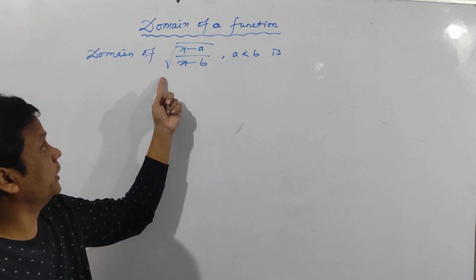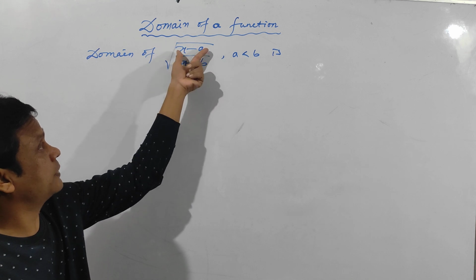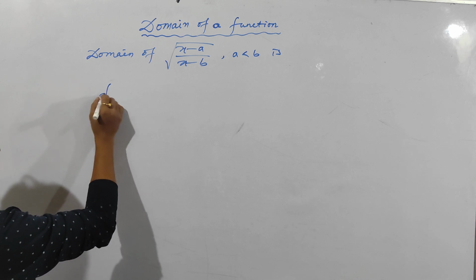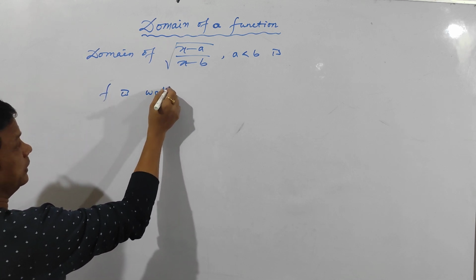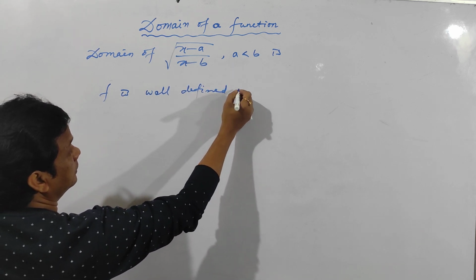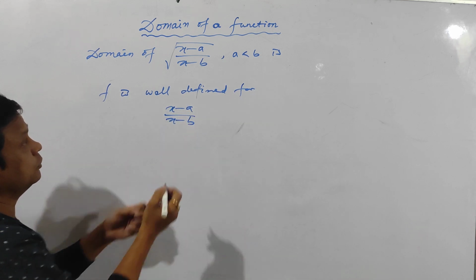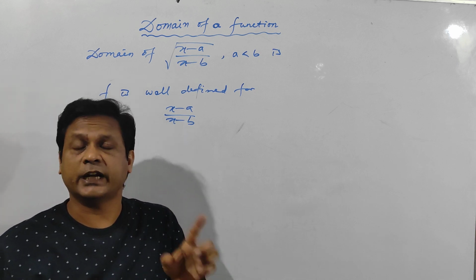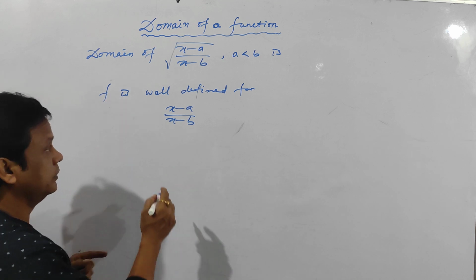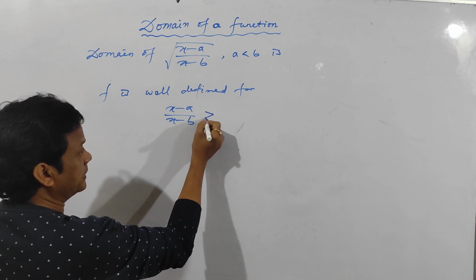See here, how to find the domain of this function? You want to find the domain of the square root of (x minus a) by (x minus b), where a is less than b. Here f is well defined only when (x minus a) by (x minus b) under the root is fine. Under the root, that quantity cannot be negative. It may be positive or 0. Clear? If it is negative, the root of a negative is imaginary. So this quantity is greater than or equal to 0.